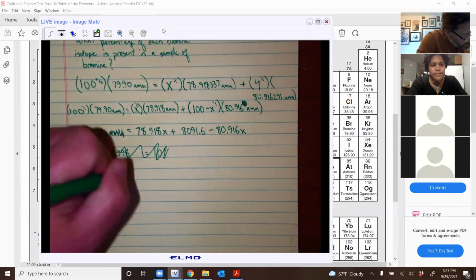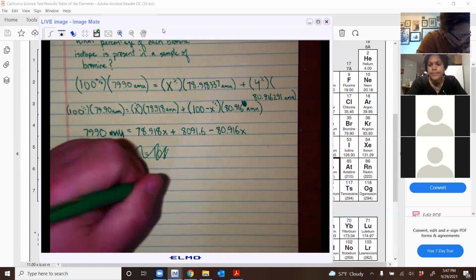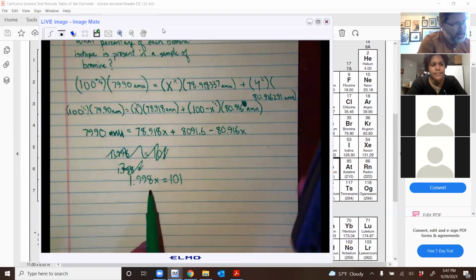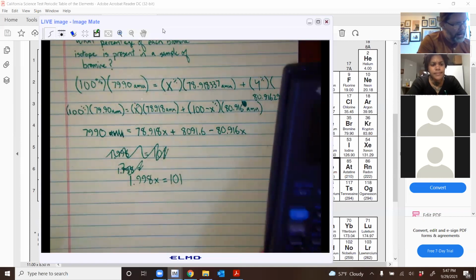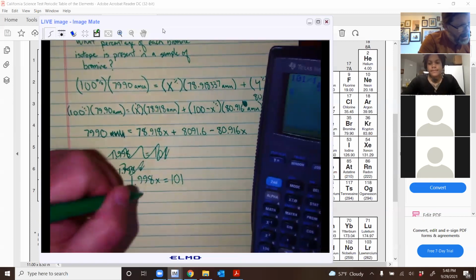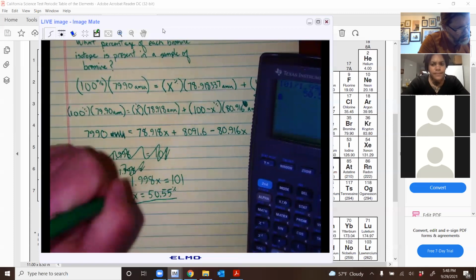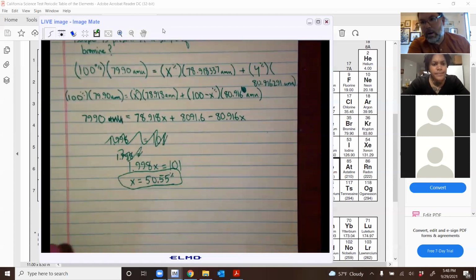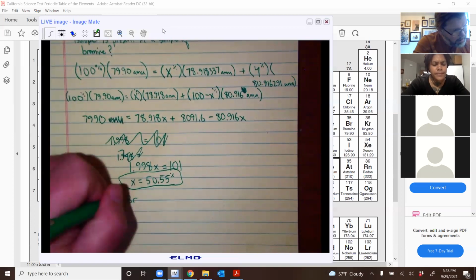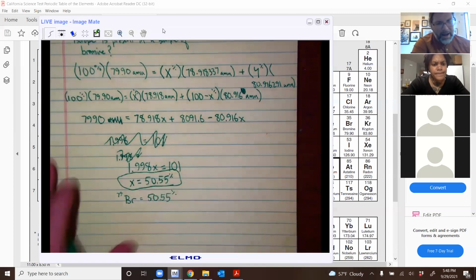All right. So 1.998x is equal to 101. So I've simplified from here to here, and then I divide both sides by 1.998. And I'm getting x is equal to 50.55%. So it looks like my bromine 79 is 50.55% of my bromine atoms.